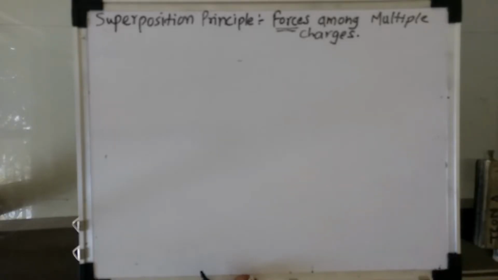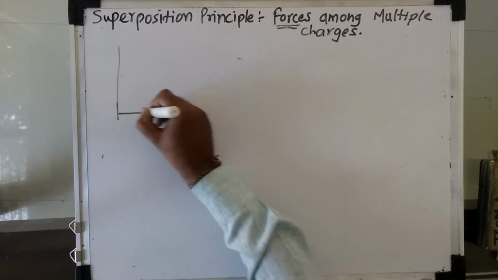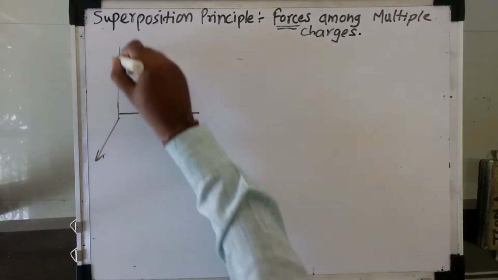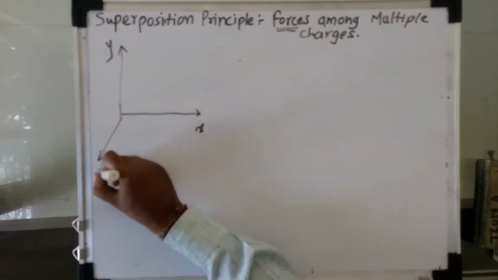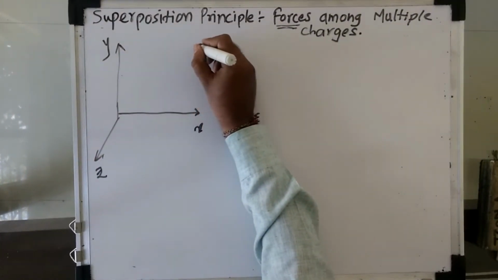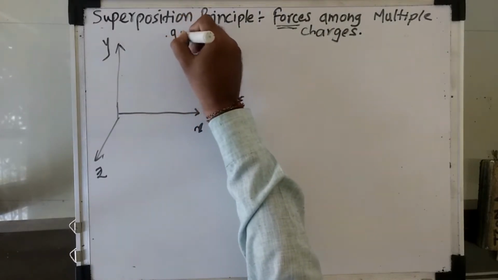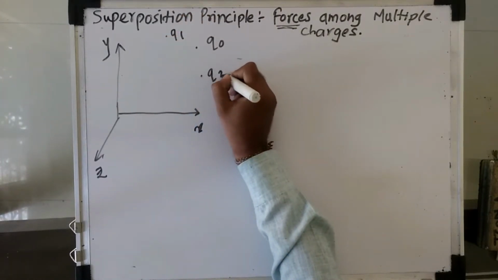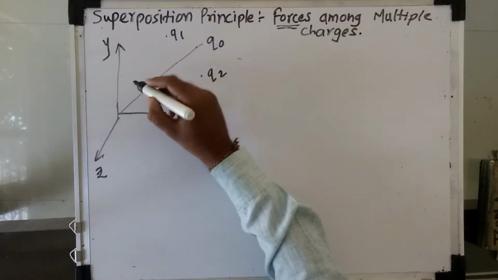So how to start with this? Here I have to consider the coordinate system x, y, z like this, and in this I am going to write down the multiple charges. Suppose the charge q0, suppose the charge q1, suppose the charge q2. I have considered three charges, that is, multiple charges over here.